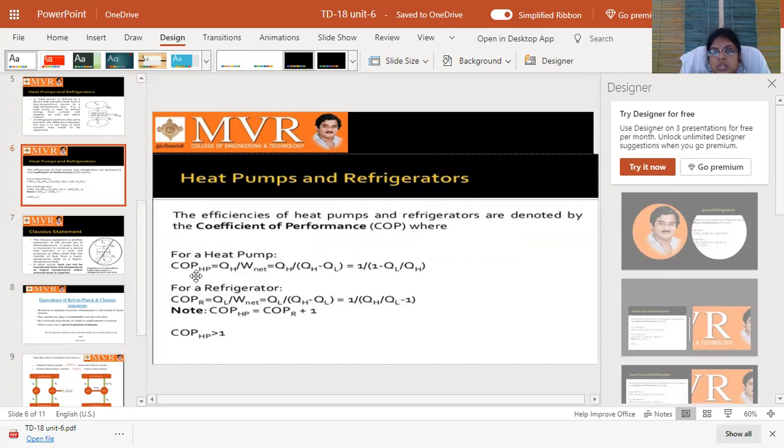So just remember, the thermal efficiency of a heat engine is net work done divided by heat supplied. Next, coefficient of performance. In a heat pump and refrigerator, we consider only the coefficient of performance. The COP of a heat pump is the desired effect divided by net work done. What is the desired effect of a heat pump? QH. And for a refrigerator, the desired effect is QL. So those are all the formulas regarding the heat engine, heat pump, and refrigerator.